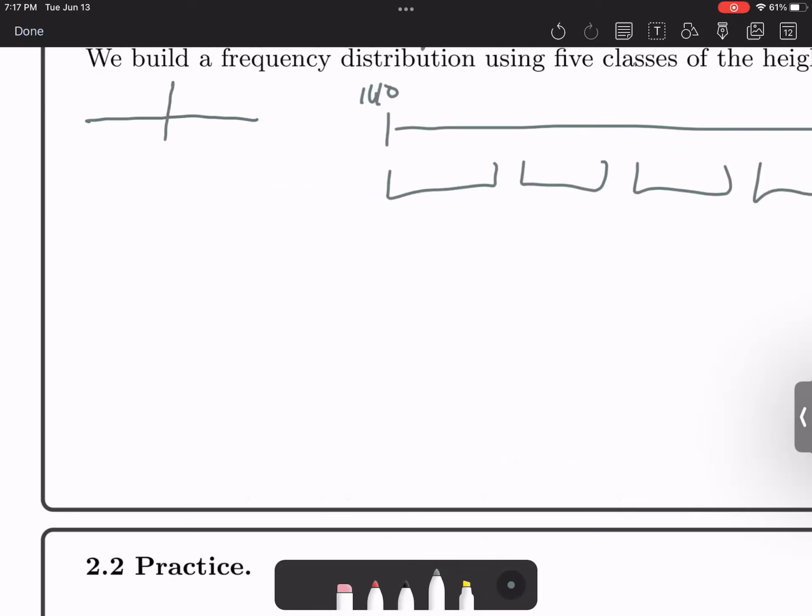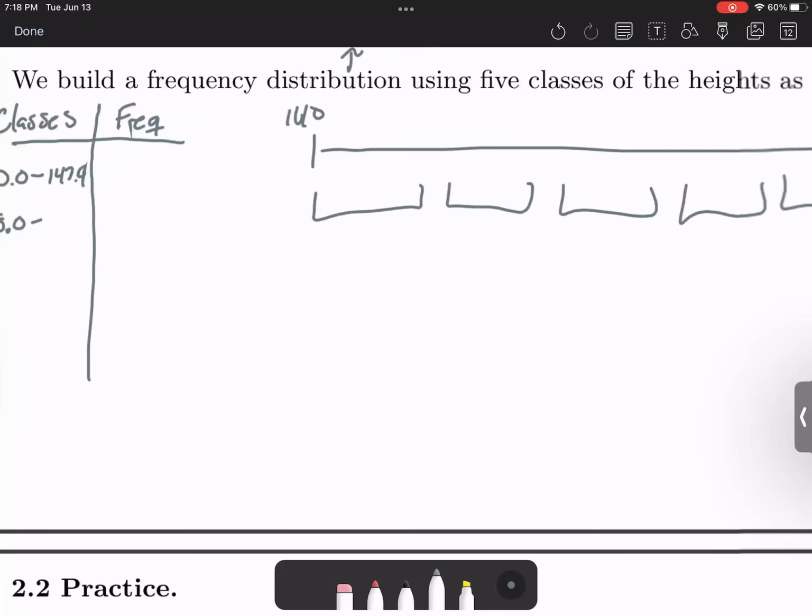So here's the t-chart. The classes will be the ranges of the heights, and the frequencies will be the number of individuals that fall inside each one of our 5 classes. So if I start at 140, and I want a class width of 8, then that means my next class is going to pick up at 148. So that means my first class needs to end at 147.9.